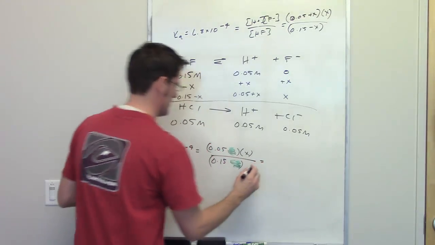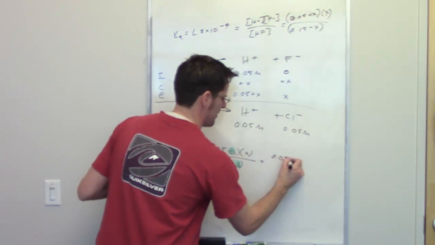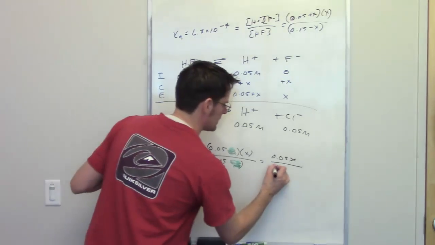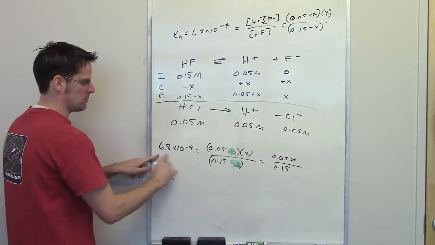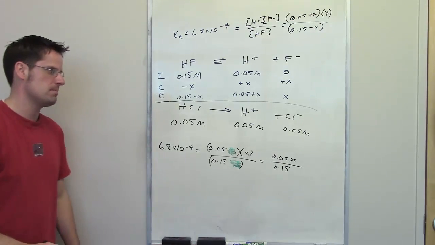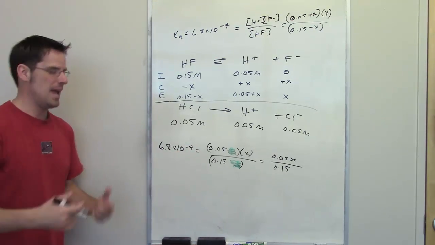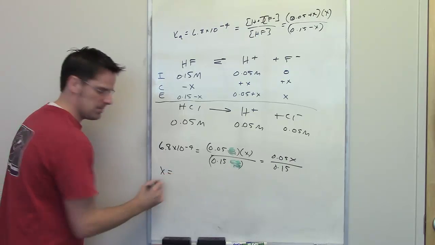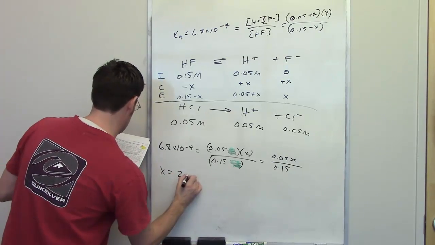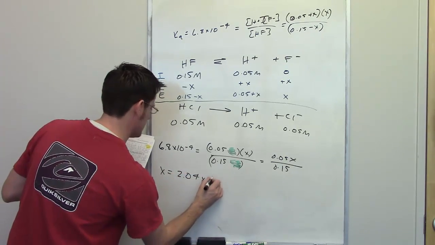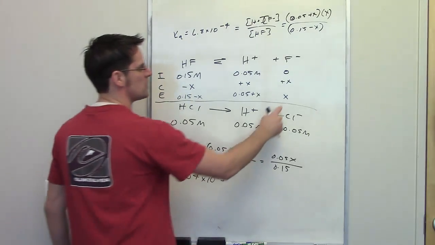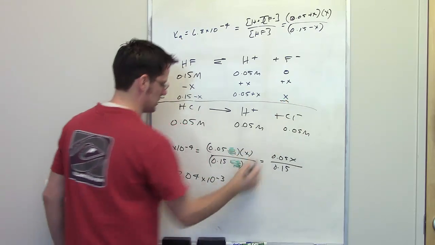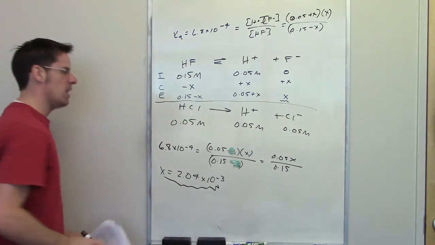So I'm going to simplify this to 0.05X divided by 0.15. That is all equal to this number, 6.8 times 10 to the negative fourth. If you do algebra and solve for X, you end up getting 2.04 times 10 to the negative third. That is X, and that is the fluoride ion concentration, which is the first half of this question.